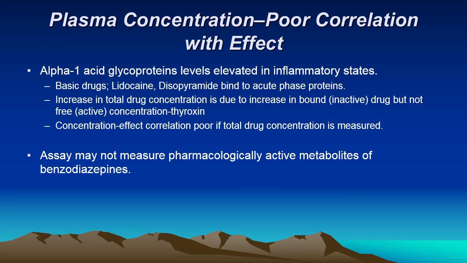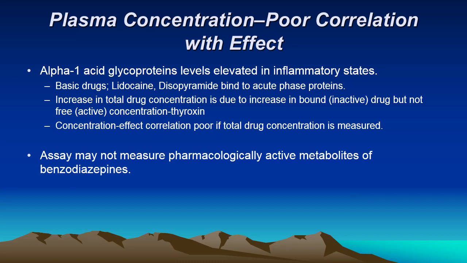Now, an increase in total drug concentration is due to an increase in the bound rather than free concentration, and that is so with thyroxine. Therefore, it is the free thyroxine which is more important than total thyroxine, particularly in pregnancy. What is more important is that measurement of TSH level is more important in hypothyroidism, and free T3 and T4 are more important for thyrotoxicosis in pregnancy. Concentration-effect correlates poorly if total drug concentration is measured for drugs like disopyramide or lidocaine.